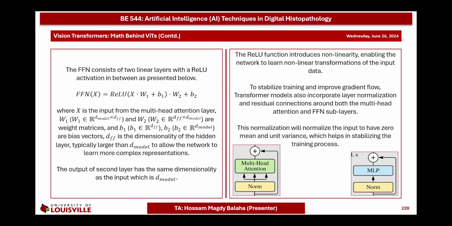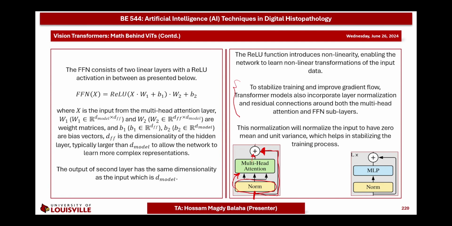Then you will find in the architecture that the input is used twice. First it is normalized and then provided to get Q, K, and V, and then another path is added to the output of the multi-head attention, and this is called normalization with residual connections. The aim of that is to stabilize the training and improve the gradient flow.